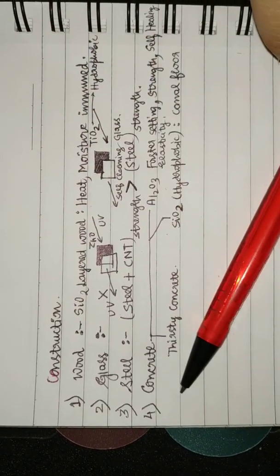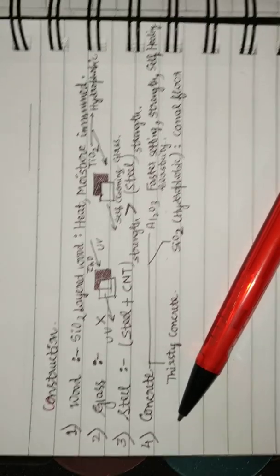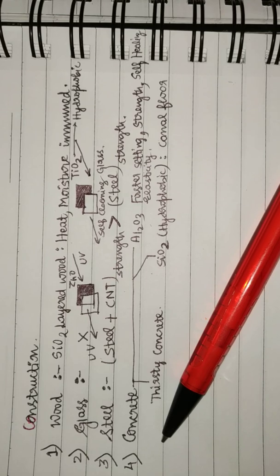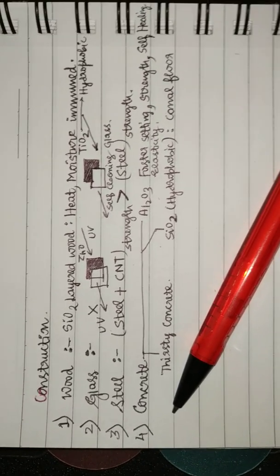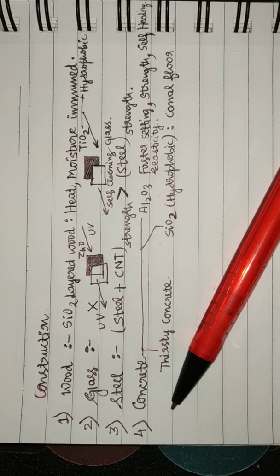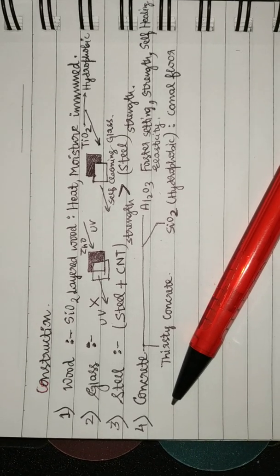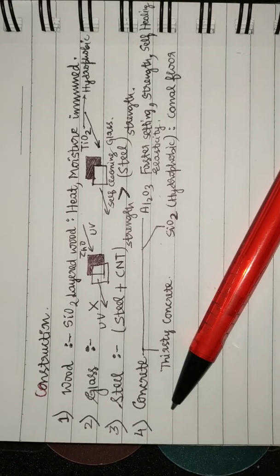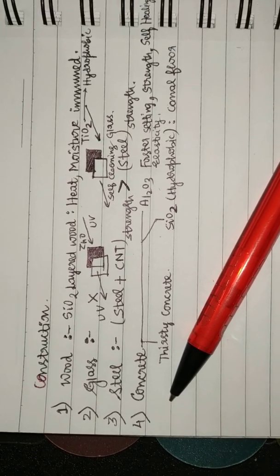Now when wood is SiO2 layered on all the fronts, then that wood becomes heat and moisture immune. Second, glass. When glass is layered with ZnO, then it filters out the UV. When glass is layered with titanium oxide, which is hydrophobic in nature, then the glass becomes self-cleaning in nature.